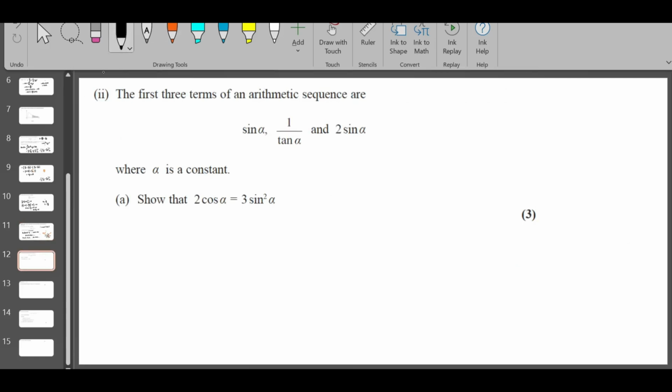Question 9b now. First three terms of an arithmetic sequence are this. Show that this. Okay, we can find the common difference. Second term minus the first term, that's the common difference, which will be equal to third term minus the second term, right?